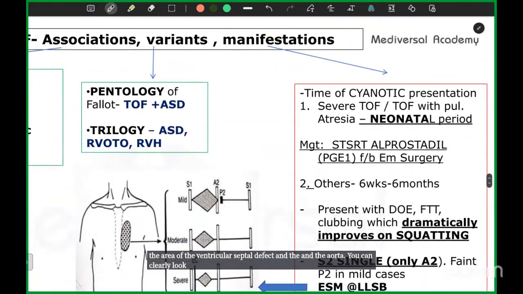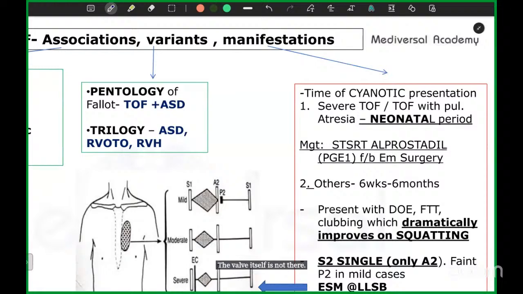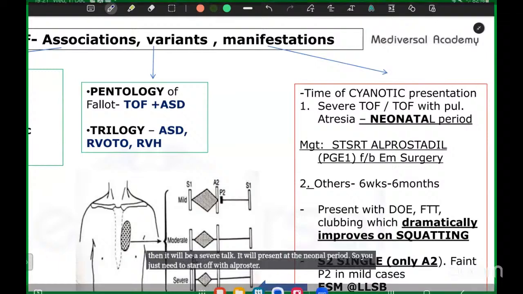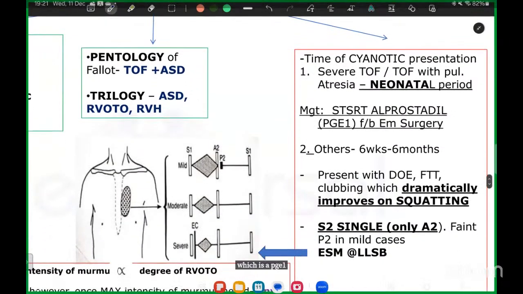So as I said, the time of cyanotic presentation, if it's a severe TOF or if there's a pulmonary atresia, most of the times it is a subinfundibular stenosis. There is no atresia. What is atresia? The valve itself is not there. If the pulmonary valve itself is not there, then it will be a severe TOF. It will present at the neonatal period. So you just need to start off with alprostadil, which is a PGE1 infusion, followed by emergency surgery.